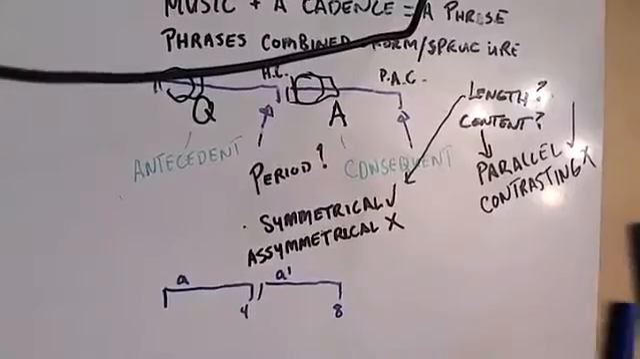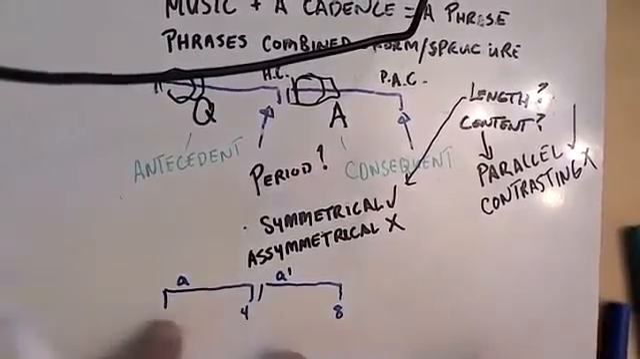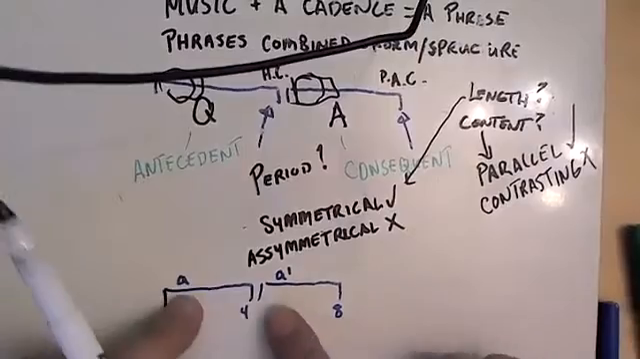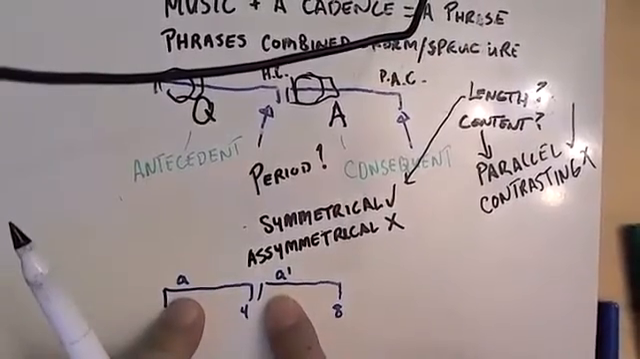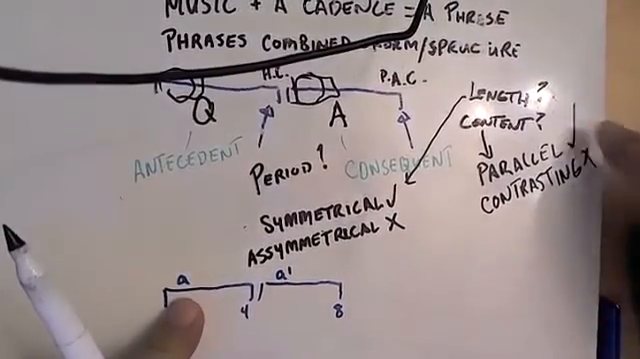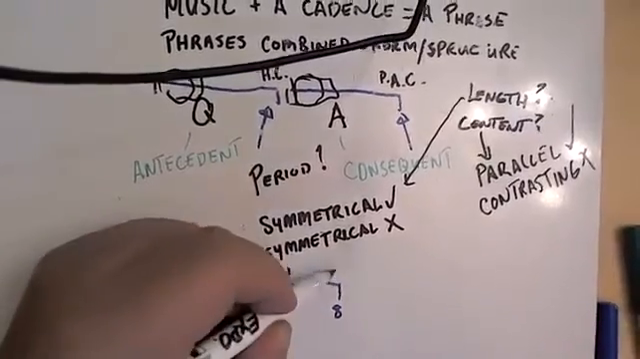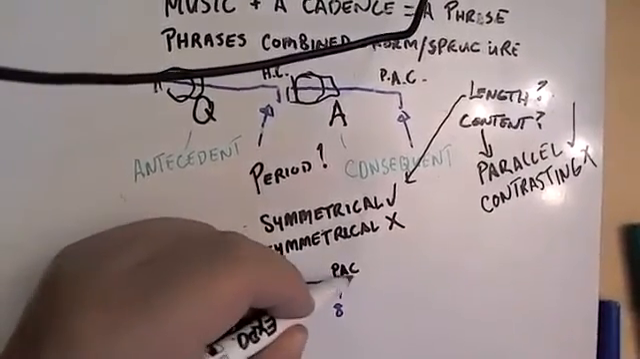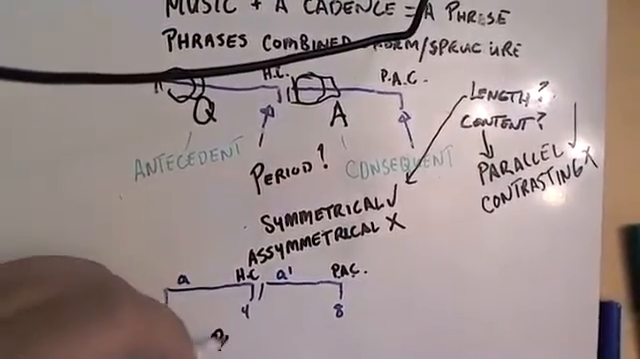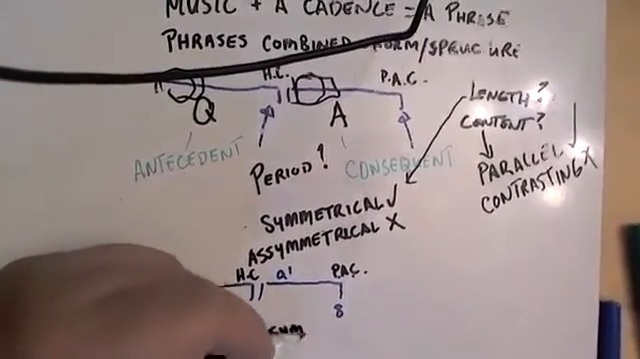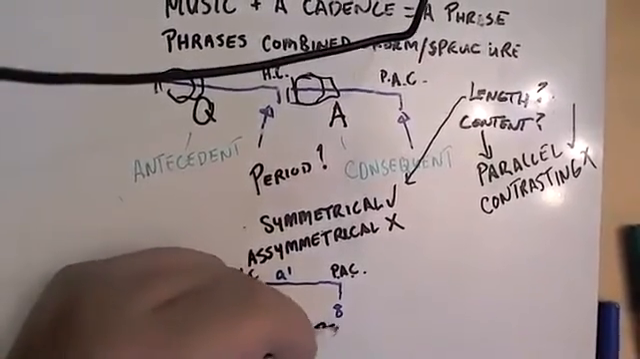So we label those phrases. This tells us that the phrase lengths are the same, so it's symmetrical, and that the content of these is similar, especially at the beginning, so it's parallel, right? Then we mark in our cadences, half cadence, and a perfect authentic cadence right there. And we call this a parallel symmetrical period.